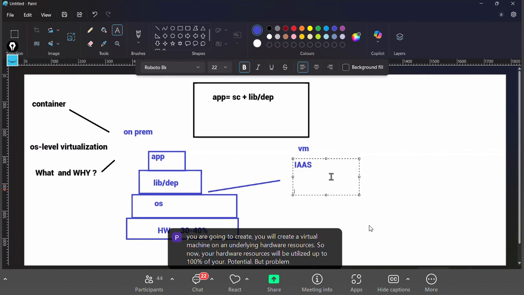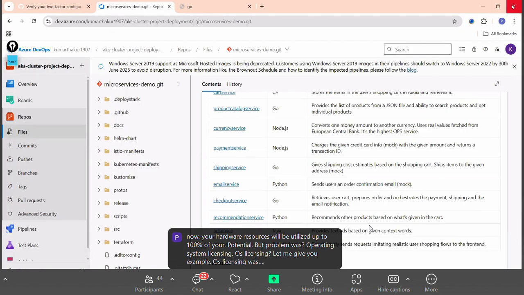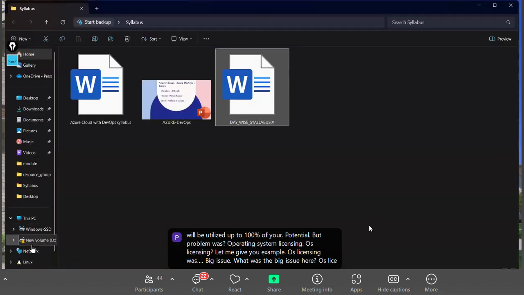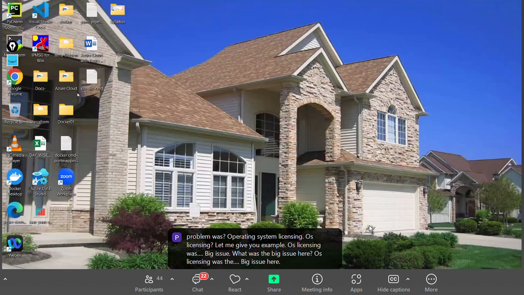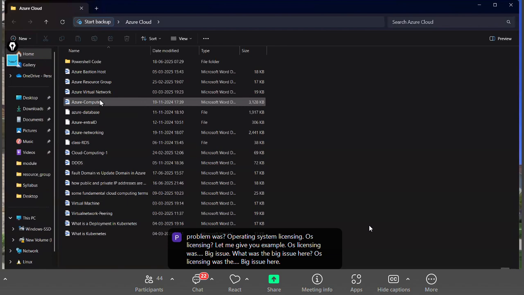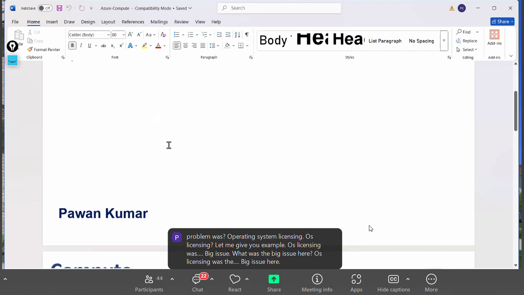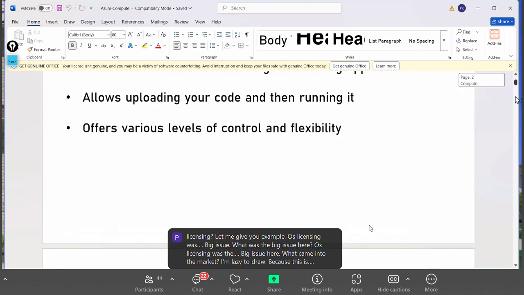But the problem was operating system licensing. OS licensing was a big issue here. What came into the market? I'm lazy to draw. So now what I'm saying here.